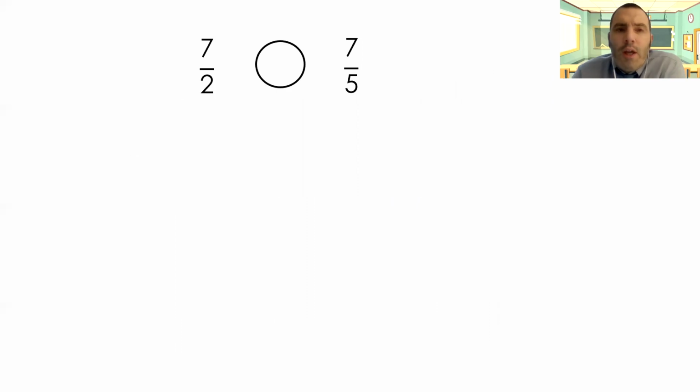So looking at this one, I've got the same numerators. My denominators are different. So what am I going to put in my circle? I need to answer which one is greater than the other. So I'm going to need to draw this out. So I need 7 halves.